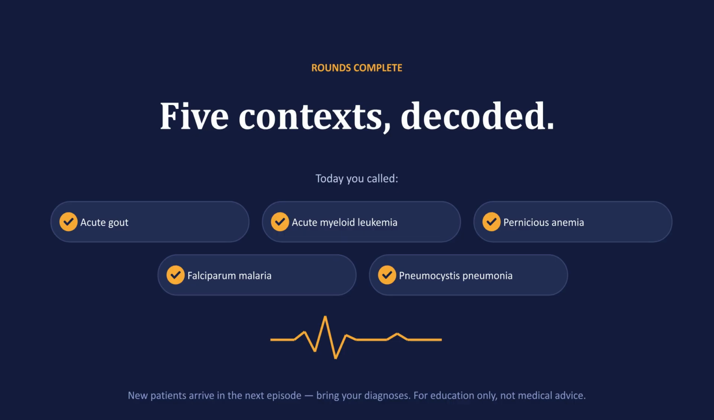Rounds complete. 20 patients diagnosed across 4 episodes. From gout to leukemia, pernicious anemia, malaria, and pneumonia, context was our primary tool.